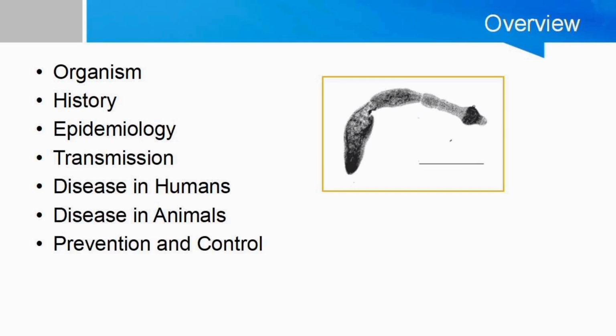In today's lecture, we will cover the information regarding the organism that causes echinococcosis and its epidemiology. We will also talk about the history of the disease, how it is transmitted, species it affects, and clinical and necropsy signs observed. Finally, we'll address the prevention and control measures as well as the actions to take if echinococcosis is suspected.